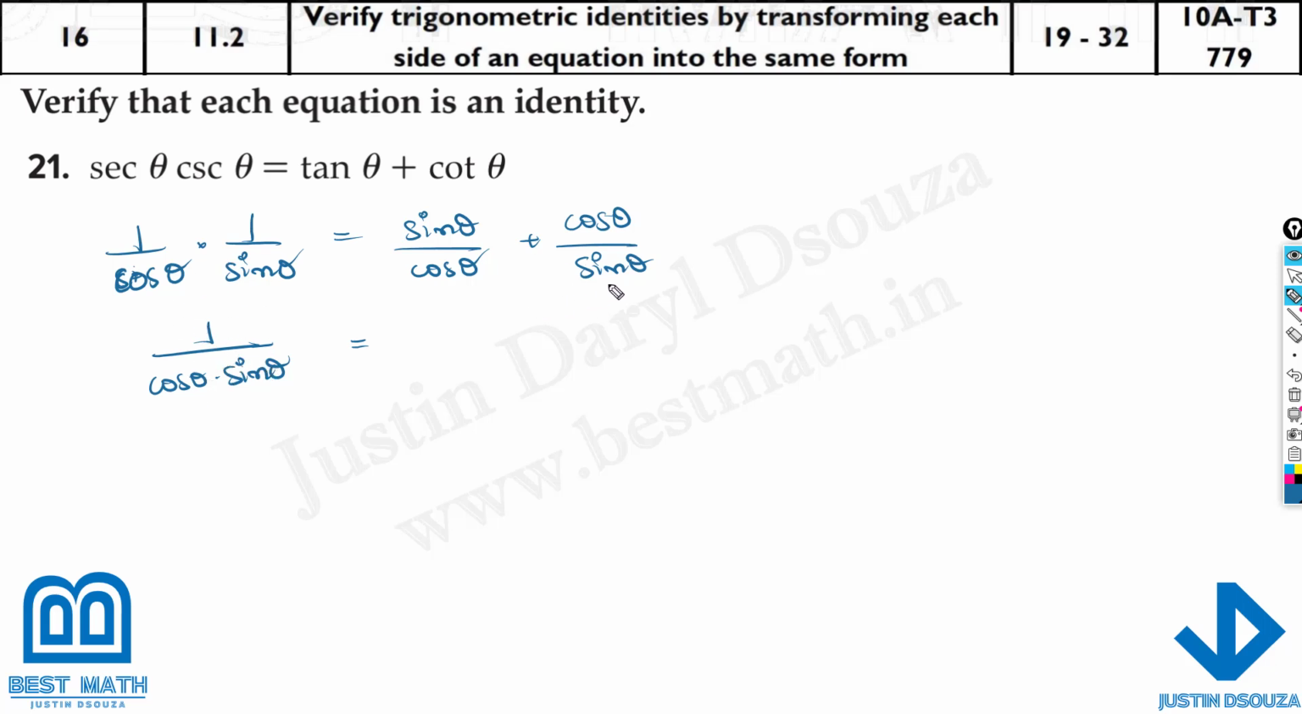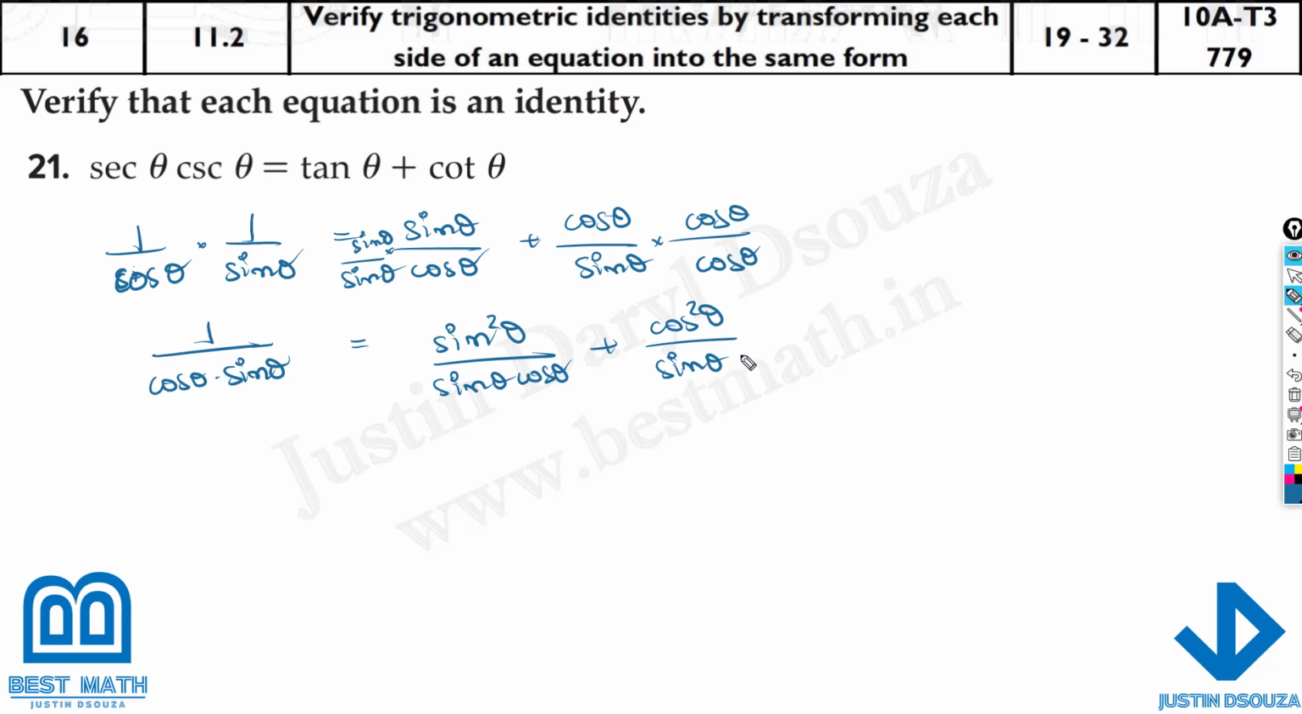What about this one? Can I take the common term? But this doesn't have cosine, this doesn't have sine. So what I'll do is I'll multiply this denominator up and down. That's cosine theta by sine theta. Sorry, it's the same thing. Cosine theta. This is cos theta. And what about over here is sine theta by sine theta. So what we have over here is, if we write it properly, sine squared theta divided by sine theta cos theta plus cos squared theta by sine theta cos theta.